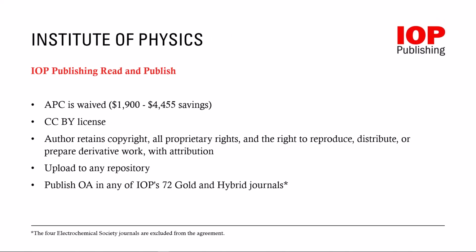The Institute of Physics charges APCs ranging from $1,900 to $4,455 to publish open access. That is fully waived with the IOP publishing agreement. The default choice is a CC BY license. The author retains copyright, all proprietary rights, and the right to reproduce, distribute, and prepare derivative work with attribution, with additional freedom to upload to any repository. IOP's 72 gold and hybrid journals are eligible, with the exception of the 4 Electrochemical Society publications.